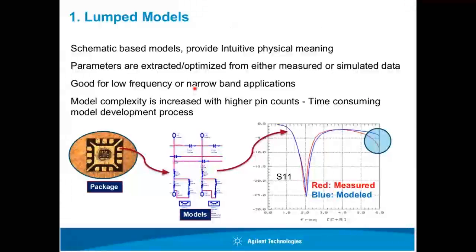So let's start with the lumped models. Lumped models are basically schematic-based models. They provide a pretty intuitive physical meaning and have a long history in modeling work. Basically, for the package, you develop the topology of the electrical model that represents cross-couplings as well as the loss through the lead frames. You build up the schematic-based electrical model. Afterwards, you get either measured or simulated data. From this data, you try to extract all the parameters, such as mutual capacitance and mutual inductance, from the electrical circuit topology. This type of model is really good for low frequency and narrowband applications.